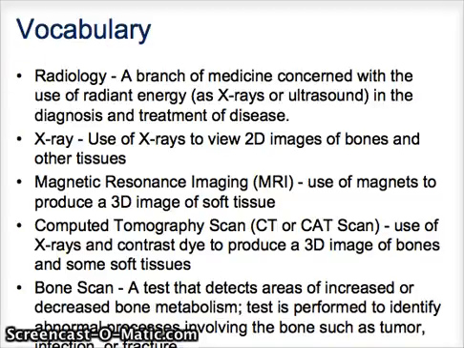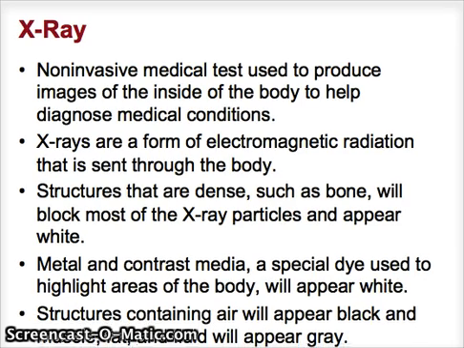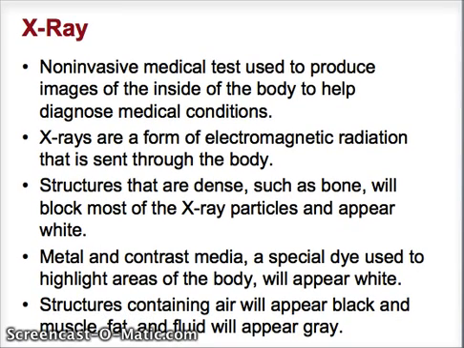So here's a vocab, but I'm not going to spend any time on this because we're going to go right through them. So, an X-ray. Alright, so an X-ray is non-invasive. They use electromagnetic radiation, so the dense tissues are picked up. So generally, bone is picked up the best in X-rays. You can use a special dye to highlight areas, especially the digestive system. You can drink something and it will highlight that area. And structures containing air might appear black. So generally, we don't see the muscles and the fat in the fluid very well.